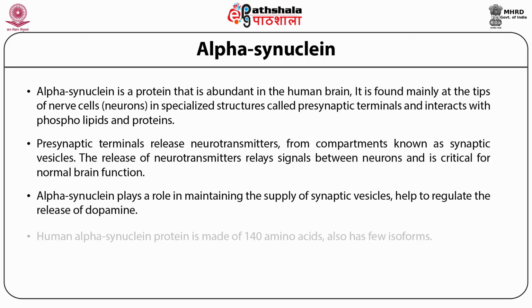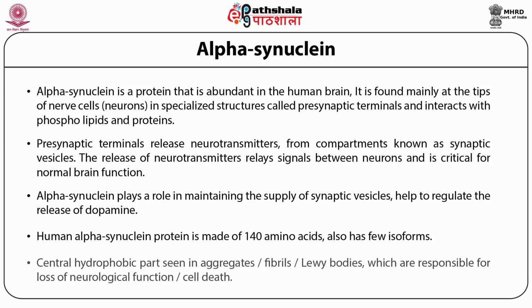Human alpha-synuclein protein is made up of 140 amino acids and also has a few isoforms. The central hydrophobic part is seen in aggregates or fibril formation as Lewy bodies, which are responsible for loss of neurological function and cell death. So again, this forms fibrous structures which are responsible for the loss of neurological function.